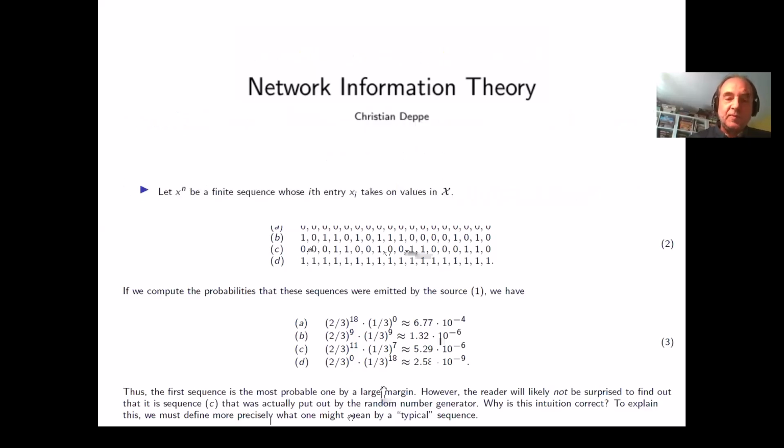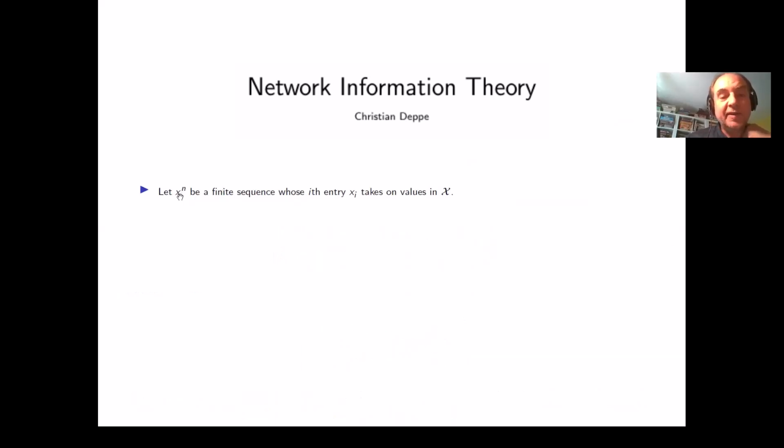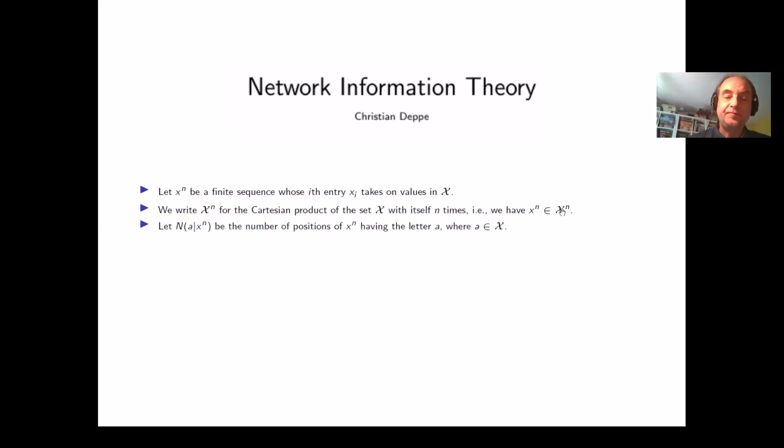So in general, we denote by x^n the finite sequences. In the example, it would be x^18. The ith entry is denoted by x_i, so the first entry by x_1, the second by x_2, and so on. And they take values in X. In our example, this is a binary alphabet, so X is equal to {0, 1}. And we write X^n for the Cartesian product of the set X with itself n times. So x^n is an element of X^n.